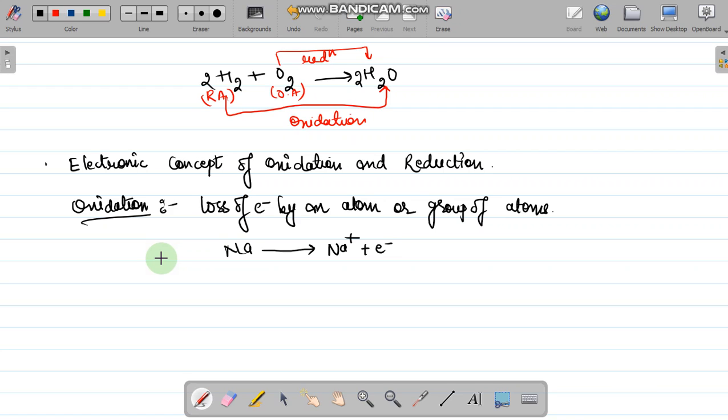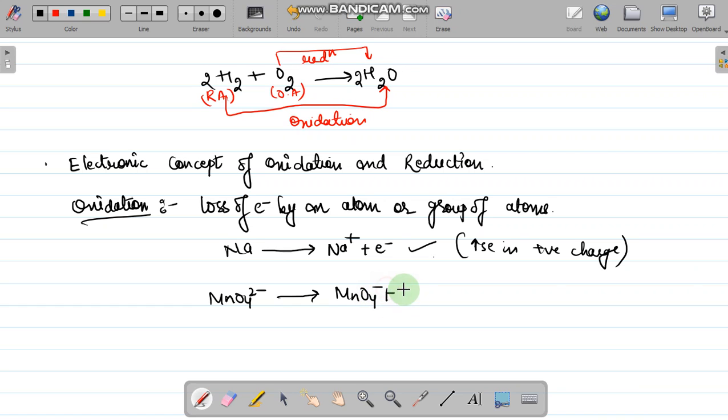Now, if loss of electron हो रहा है and there is a resulting decrease of the negative charge, I have shown loss of electron resulting in increase in positive charge, and over here loss of electron resulting in decrease of negative charge. For example, MnO4 2 minus gives MnO4 minus plus an electron. So what has happened कि यहाँ पे there was a -2 charge and over here -1 charge remains. So there is a decrease in negative charge. This is the electronic concept of oxidation.